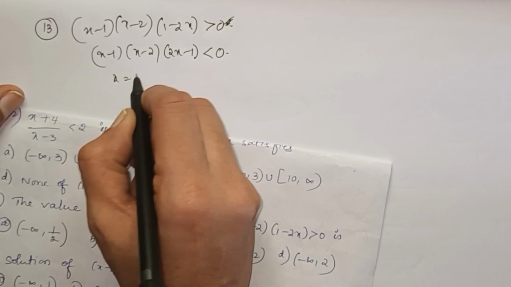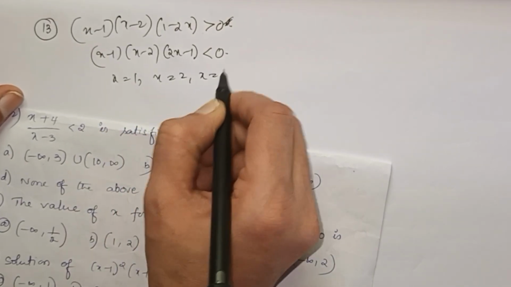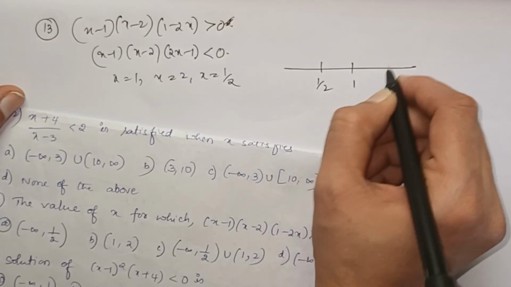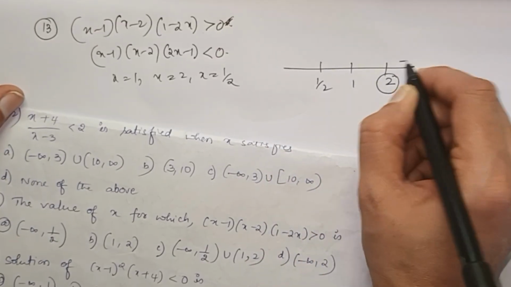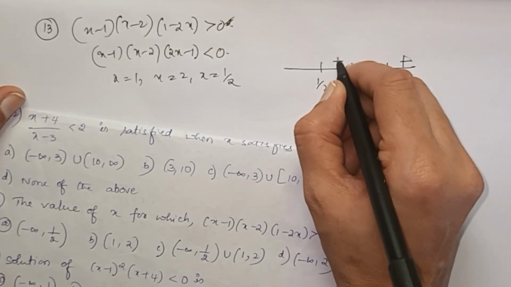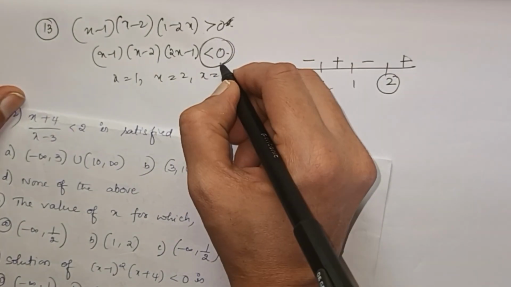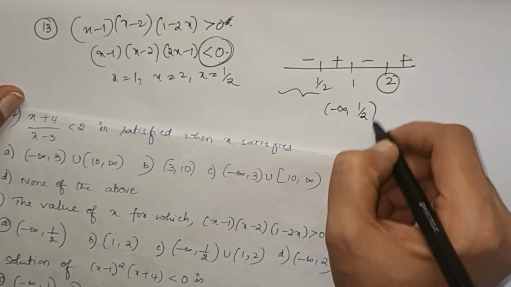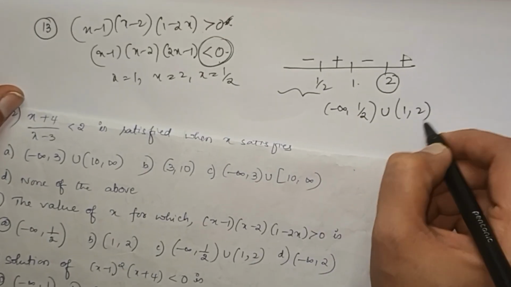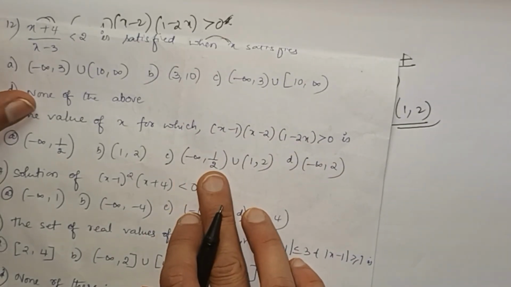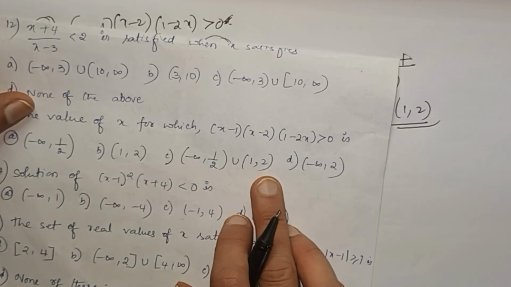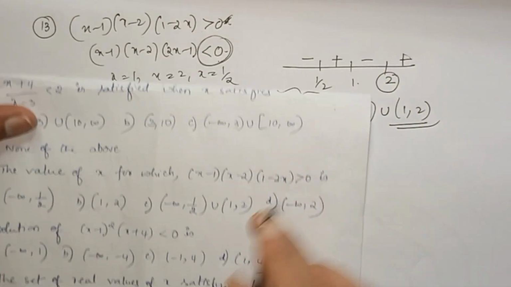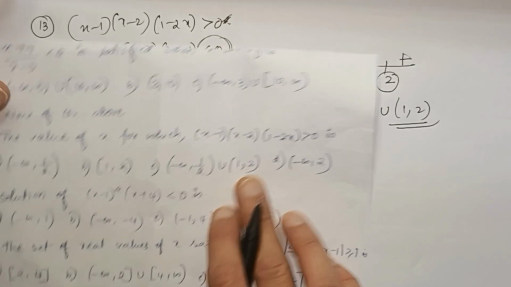So x values: x equal to 1, x equal to 2, x equal to 1 by 2. So draw on the number line. One is half, another is 1, another is 2. Largest is 2. To the right of the largest: plus, minus, plus, minus. What does the inequality say? Less than 0. Negative. Where does negative come? Minus infinity to half, union 1 to 2. So option C is the answer.